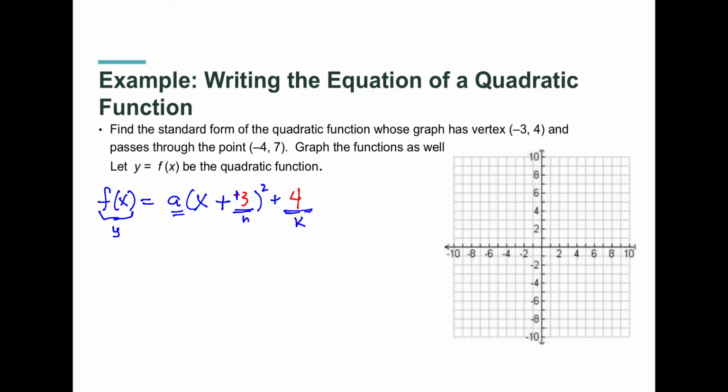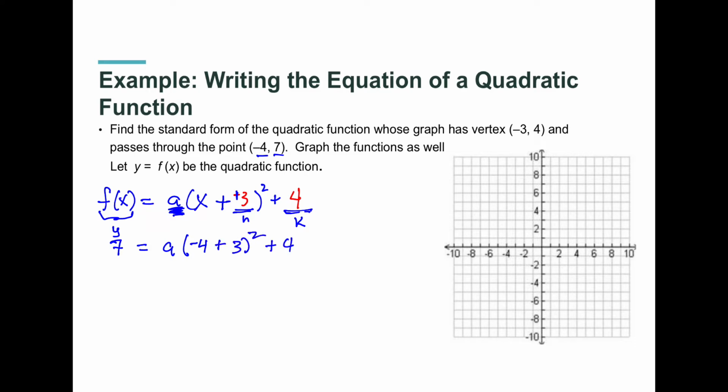Now, the other clue that we're given is a point it passes through. This is one particular pair, negative 4, 7, that we know the graph will cross. That's an x and a y. The one thing I really need to find here is a, because I don't know what a is. And so I'm going to use negative 4, 7, the other point it passes through, as a way for us to get to a. So temporarily, I'm going to put in 7 and negative 4.